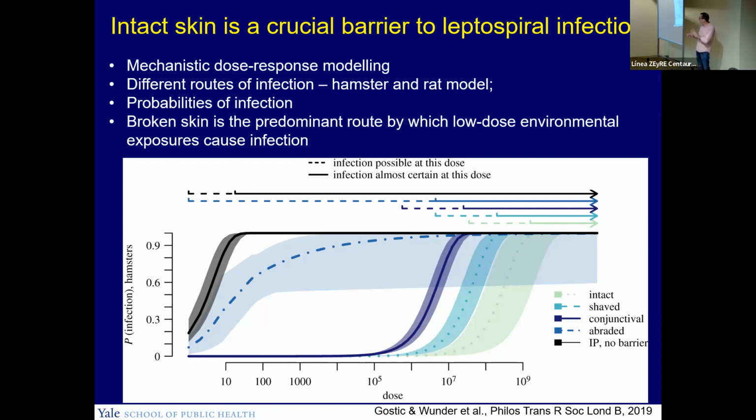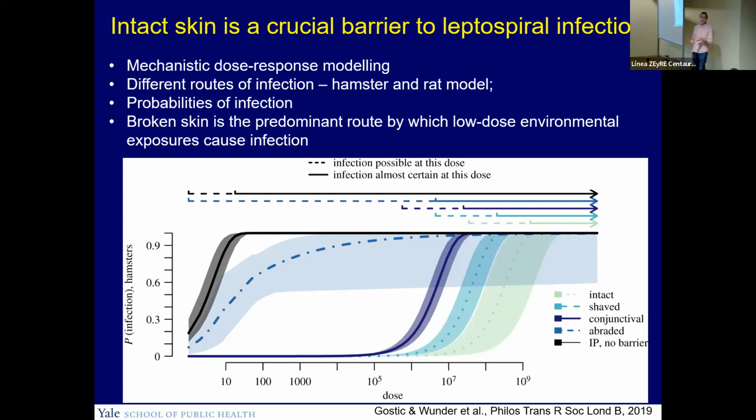But the interesting thing is that if you scarify the skin just a little bit, the dose you need is close to that of an IP injection, which is completely unrealistic, when you put the bacteria inside the peritoneum of a hamster. With just a scarification of the skin, you apply it, leave it for 5 minutes, and the animals can die. So this shows that the skin is a crucial barrier to leptospirosis infection.